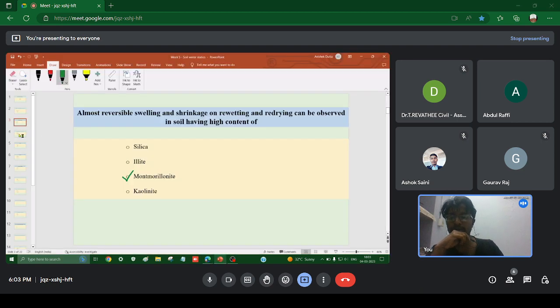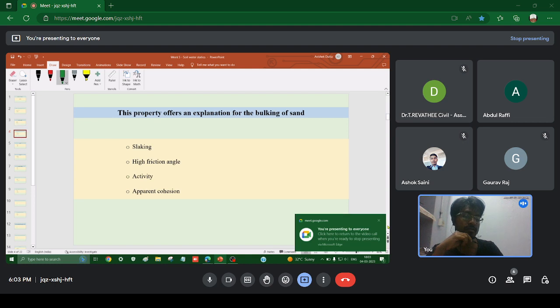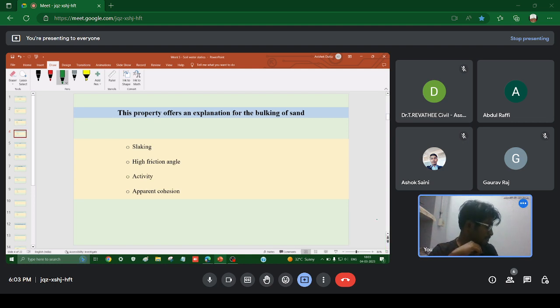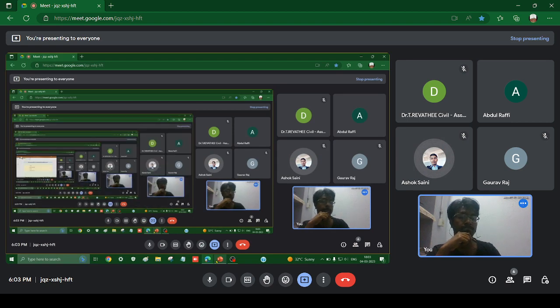Okay. Next question. This property offers an explanation for the bulking of sand. What is the answer? Apparent cohesion, is it, Abdul? Who answered? Ashok.